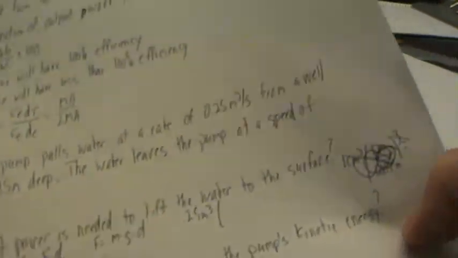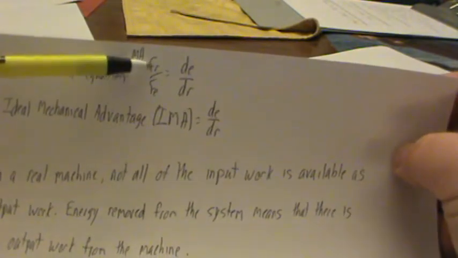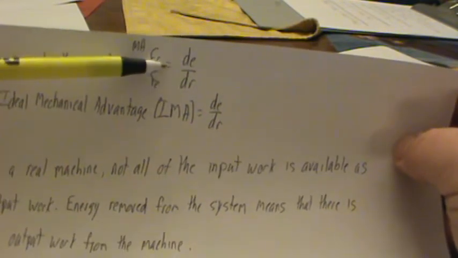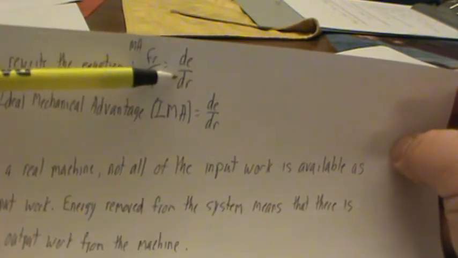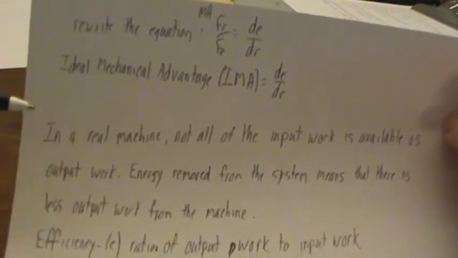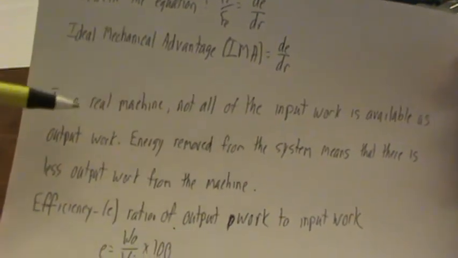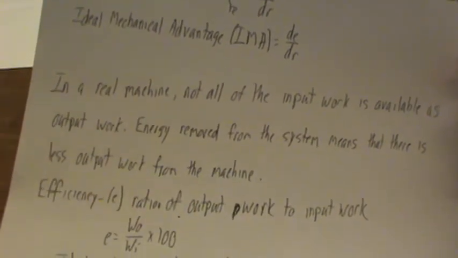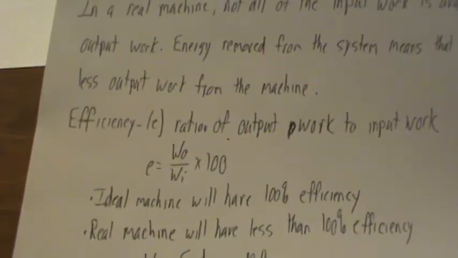Now, if we get forces all on one side and distances on the other side, FR over FE, that's our mechanical advantage, is equal to DE over DR. This ratio of DE over DR is our ideal mechanical advantage, or IMA. In a real machine, not all the input work is available as output work. Energy removed from the system means that there is less output work from the machine. Think about that. Nothing is going to work as it should all the time.